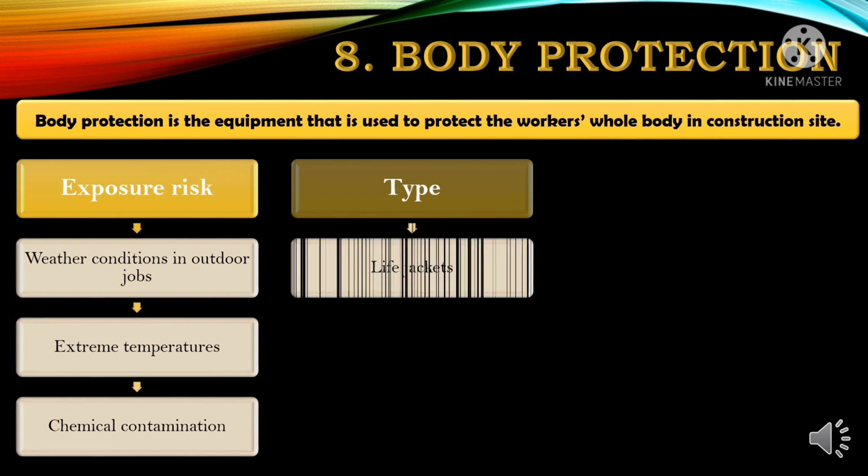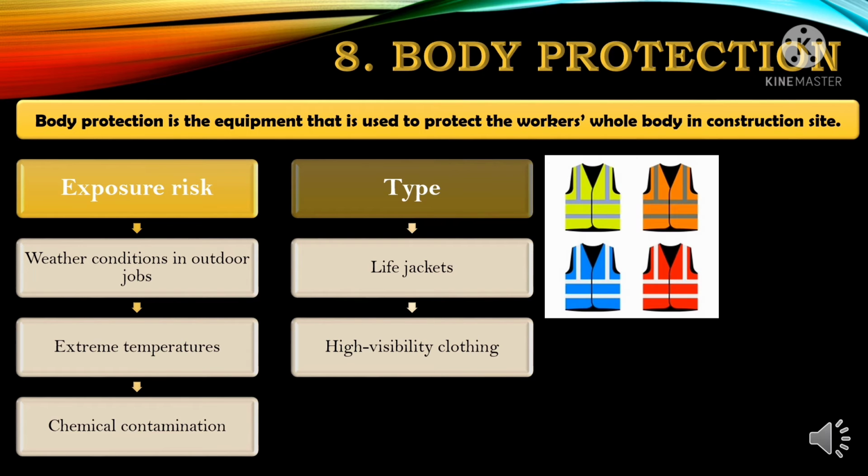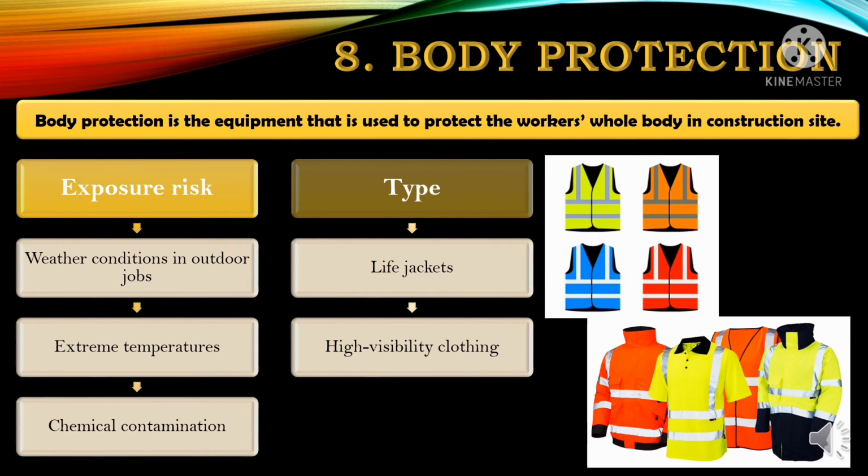The first one is the life jacket, and the second one is high visibility clothing. So this is the picture of the life jacket, and the second one is the high visibility clothing. High visibility clothing is to make sure that the workers can be seen on the construction site.